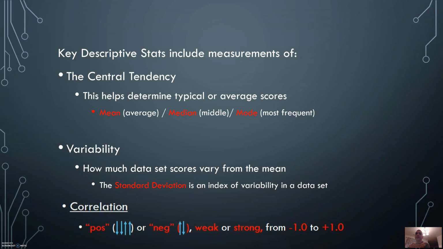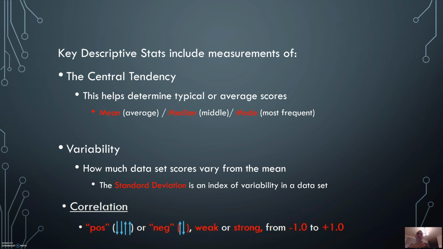So, key stats. First we have our central tendency. This is your mean, which is your average, your median, which is your middle, and your mode, which is your most frequent. Those all fall under central tendency.